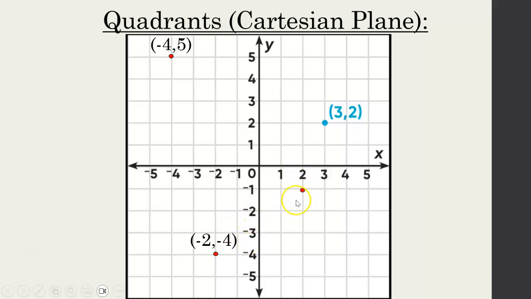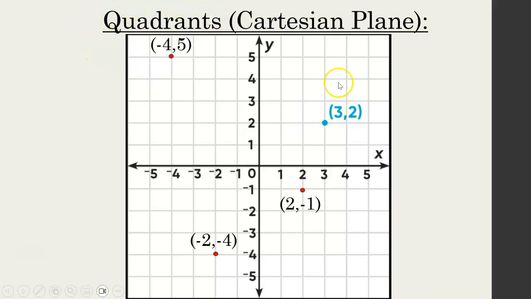Then we look at the last section. We've gone across to the right here. We've gone to 2, and then we've gone down 1. So this would be 2, -1. Now you'll notice up here I have the word quadrants.